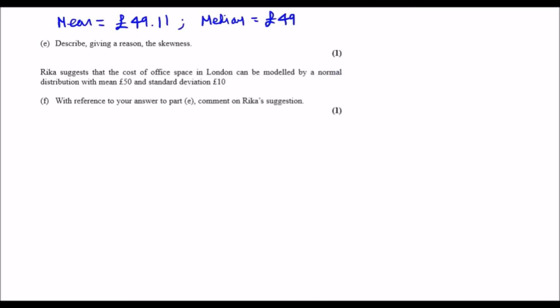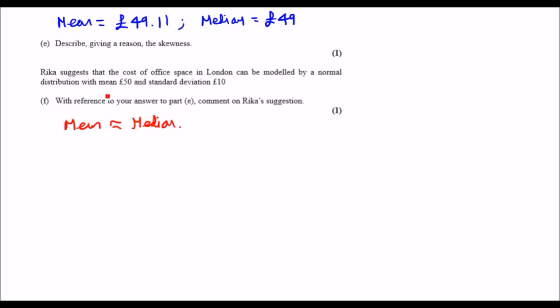Okay, here we go. Part E and F. So, describe, giving a reason, the skewness in relationship to a given mean and median. So, have a look at both these values. We can instantly say that the mean is roughly equal to the median.